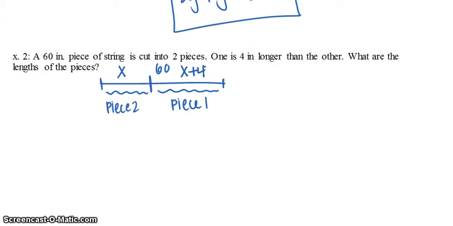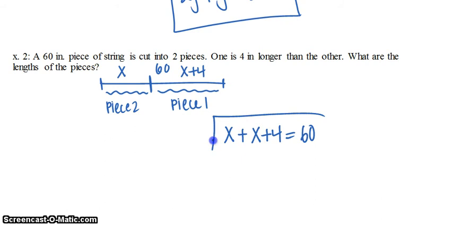Now, could you have said piece 1 is x and then subtracted 4? Yes, you can, but I like to use addition and multiplication because they're easier to work with. So I know that if I add what piece 2 is plus what piece 1 is, it's going to be a total of 60. So I can say x plus x plus 4 equals 60. Again, we're just leaving it like that. We're not simplifying because we're not solving. We're just setting up. There you go.